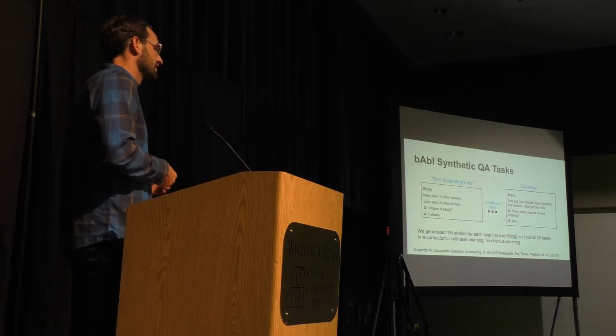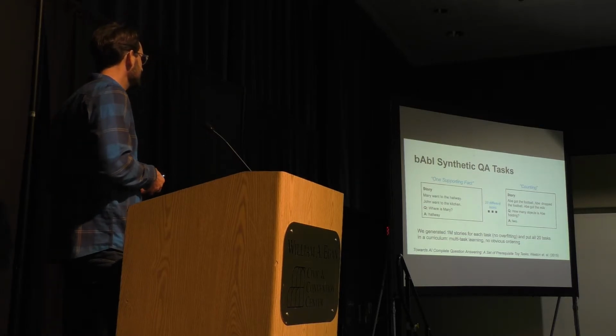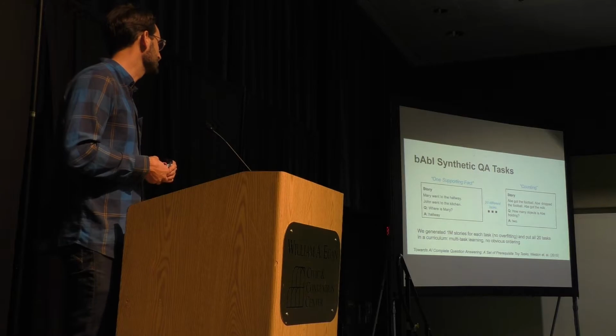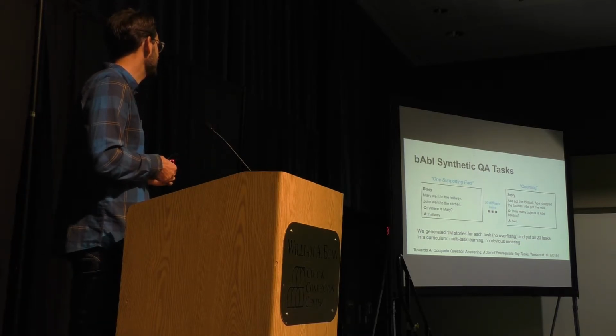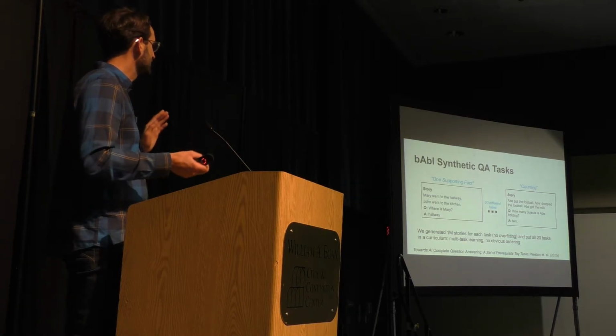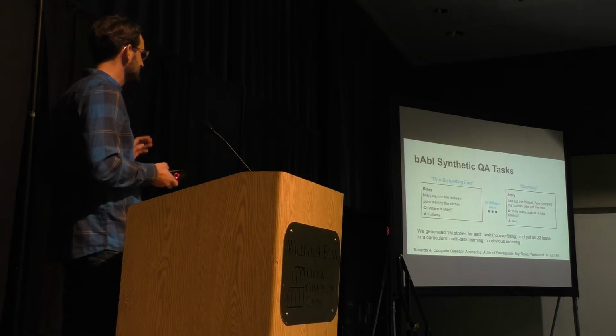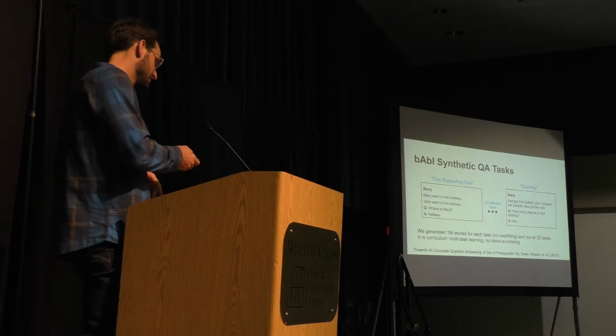In the original tasks, there's quite a limited number of stories for each task, because they wanted to test the ability of the network to learn these things quickly and to generalize quickly, which I think is very interesting. But just to remove the issue of overfitting here, we generated a lot more. We generated a million stories for each task. And we then took all of the 20 tasks and put them in a big curriculum. So this is now in a multi-task learning setting. There isn't an obvious predefined ordering for the network.